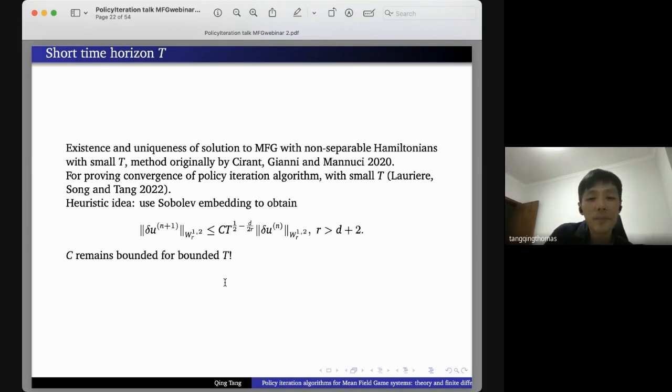Okay, this would be for the simplest case. With the non-separable Hamiltonians, we need to do other things, dealing with singularities, etc. But the main idea is this one.